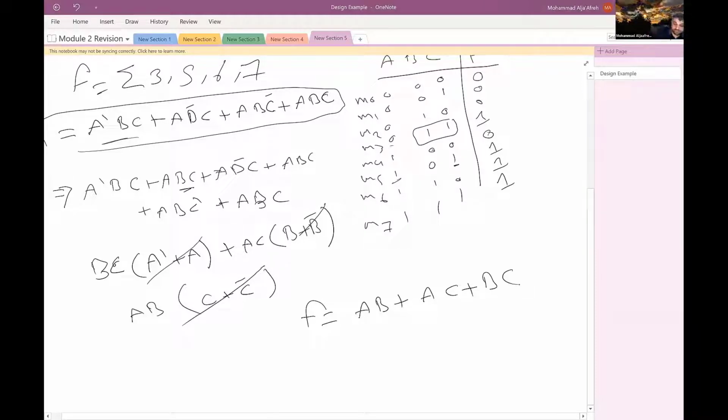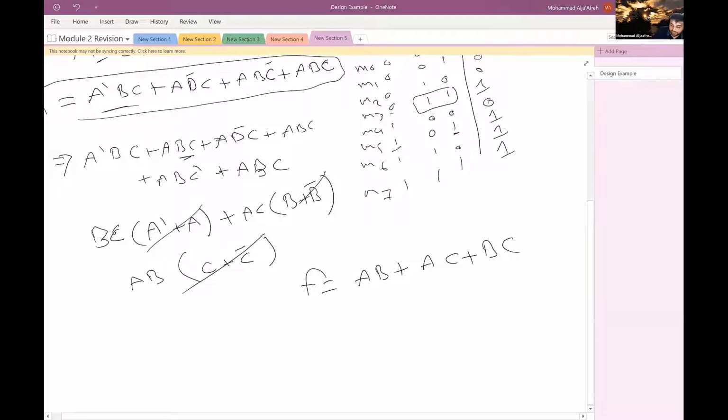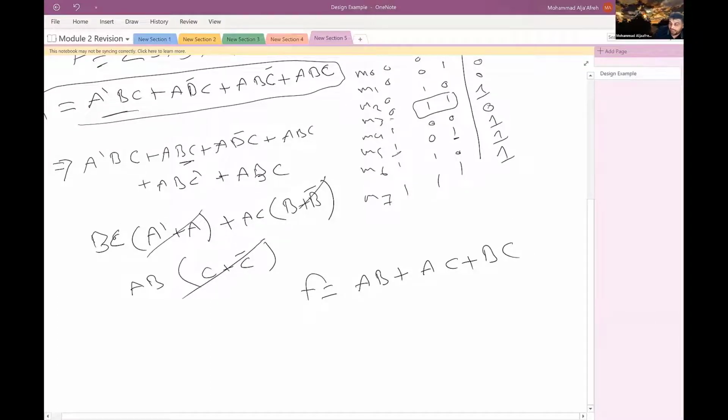Okay? Now, what about the product of sum? You know, guys, I might ask you to write function F. I give you this function, and this function is not in its canonical sum of product form, and I want you to write it in the canonical sum of product. Okay? How? So you look at the first term. The first term is missing what? C. So if we multiply AB with C plus C prime, which is equal to 1, does it harm it? No, that will not do anything.